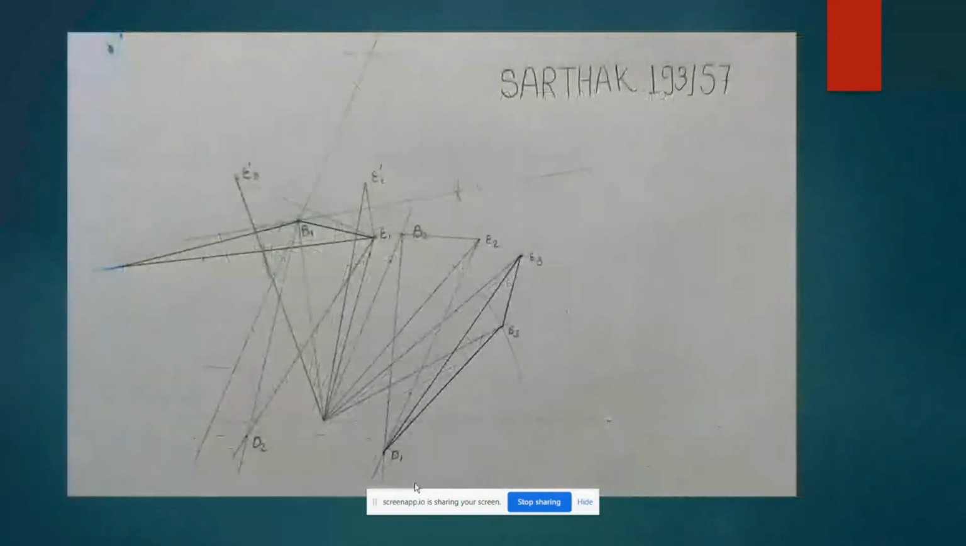So now let's take any point D1 in a suitable manner. After that, we have to find the point D2 in such a way that the triangle B2 E2 D2 is similar to B1 E1 D1. For this, we can use the similar angle triangle properties such that these two angles are same and these two angles are same, so that we will get the point D2.